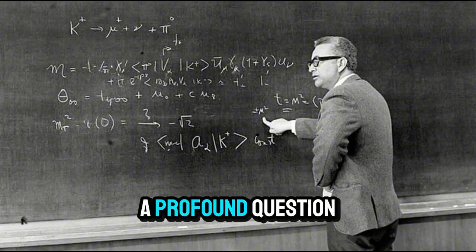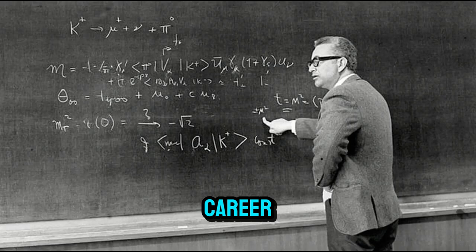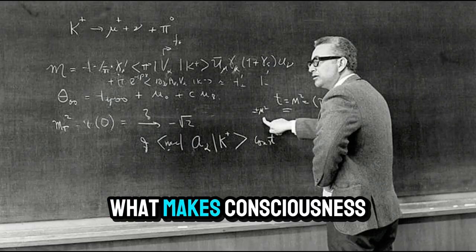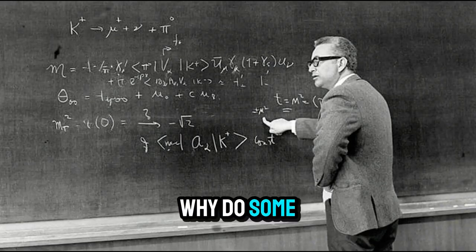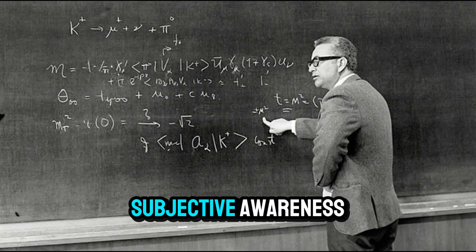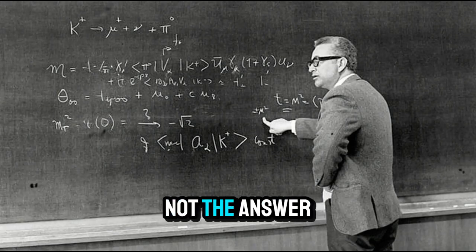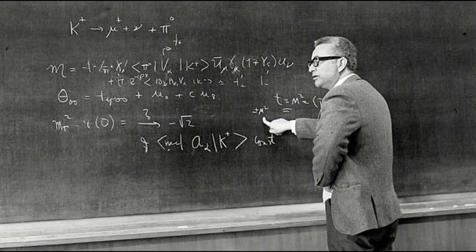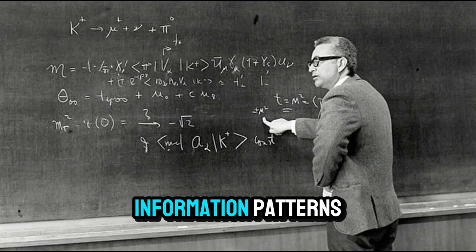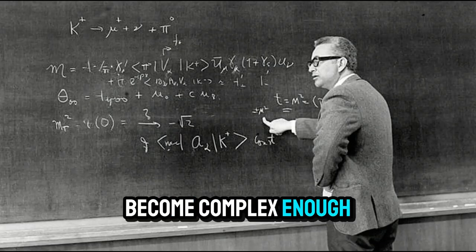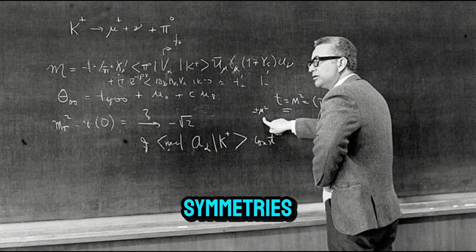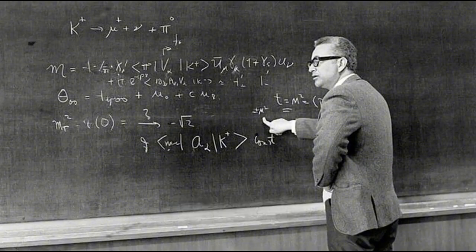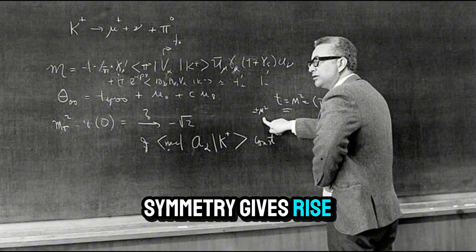But this raises a profound question that I've wrestled with throughout my career. If we're all information patterns in quantum fields, what makes consciousness special? Why do some information patterns experience subjective awareness while others do not? The answer, I believe, lies in the same gauge principles that govern light. Consciousness might be what happens when information patterns become complex enough to exhibit their own internal gauge symmetries. Just as electromagnetic gauge symmetry gives rise to light, perhaps neural gauge symmetry gives rise to awareness.